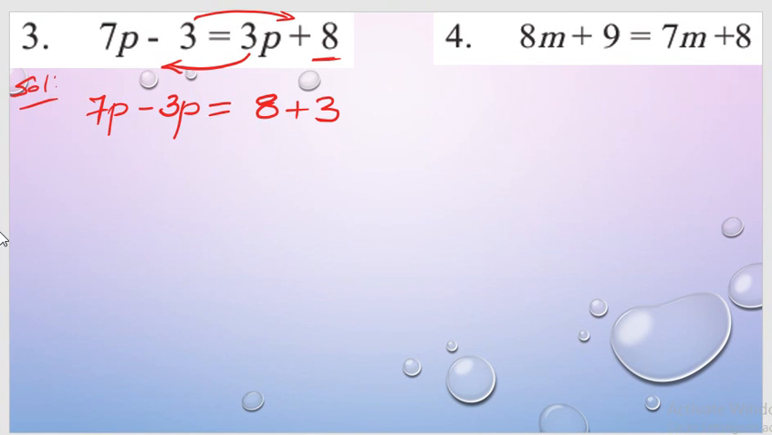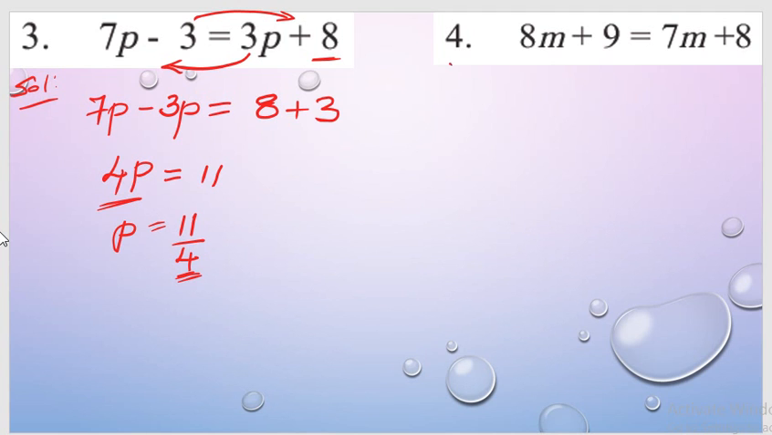So 7p minus 3p is nothing but 4 times p, which equals 8 plus 3, which is 11. So from this, p is equal to 11 divided by 4. This particular concept we have learnt in exercise 2.1. 4p means 4 into p. When it is multiplied and is transposed, it becomes divided by. So the value of p is 11 by 4.